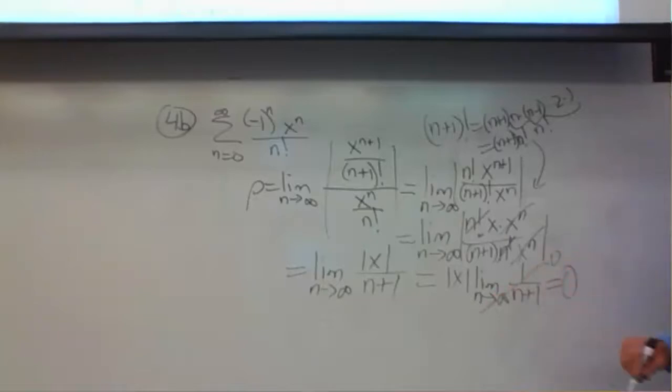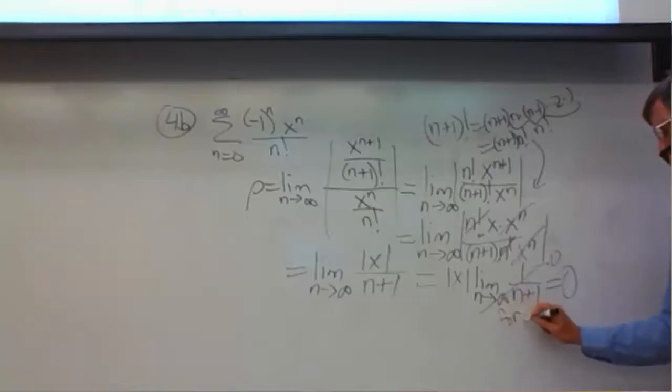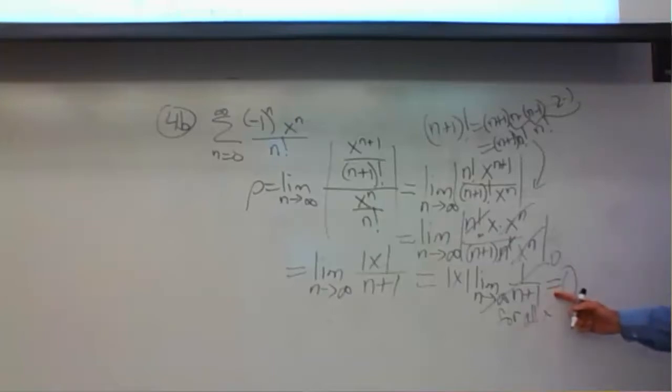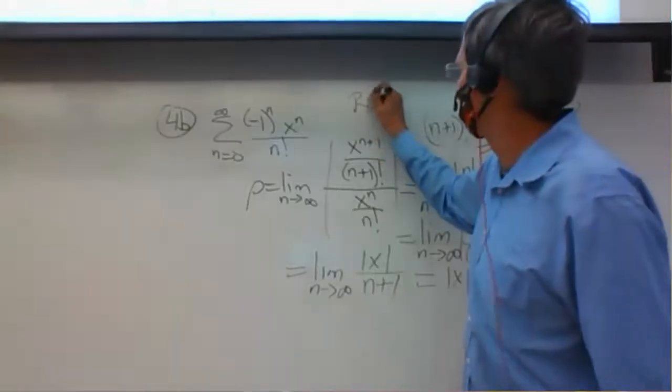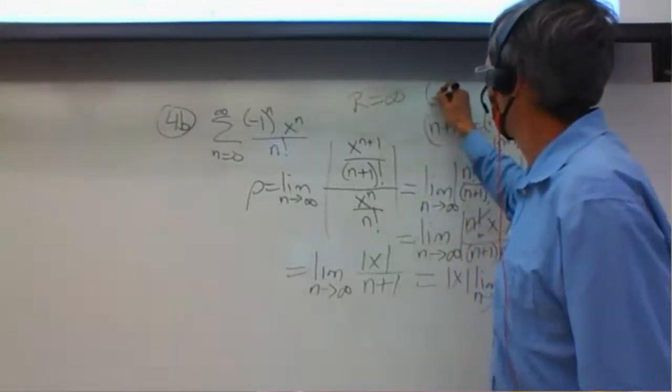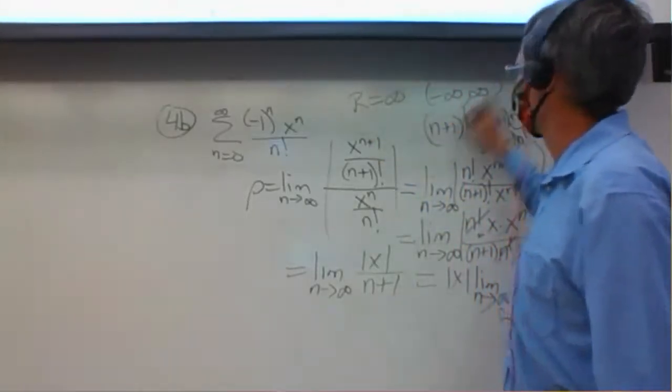So rho is 0 regardless of what value of x I pick, right? So what's the radius of convergence? Infinity, right? You get rho equals 0 for all x. So you get the radius is infinity because it converges for all x. And the interval is minus infinity to infinity.